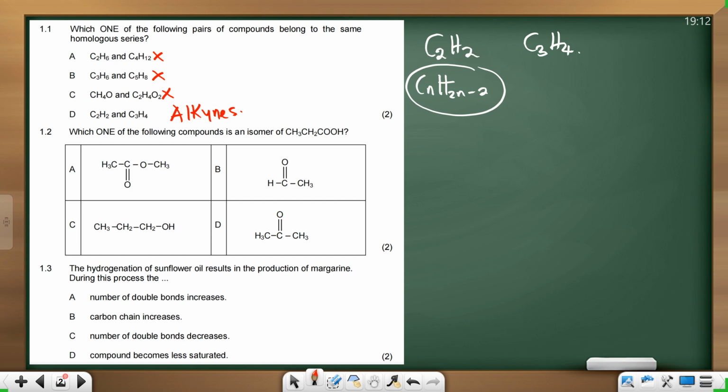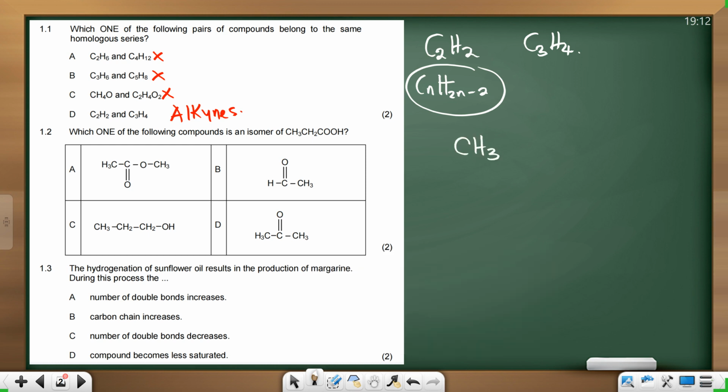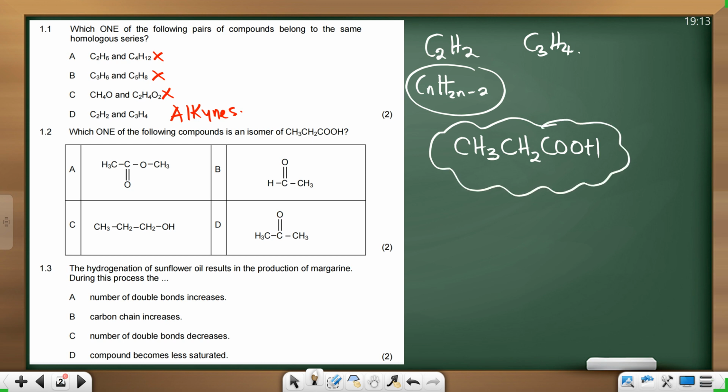Which one of the following compounds is an isomer of CH3CH2? This is interesting. I love this. Guys, what is this compound? Quickly, to which homologous series does it belong? Alkanes, alkenes, alkynes, haloalkanes, alcohols, aldehydes, carboxylic acids, esters, ketones. Where does it belong? All right, I have two answers. I have the third one, carboxylic acids.